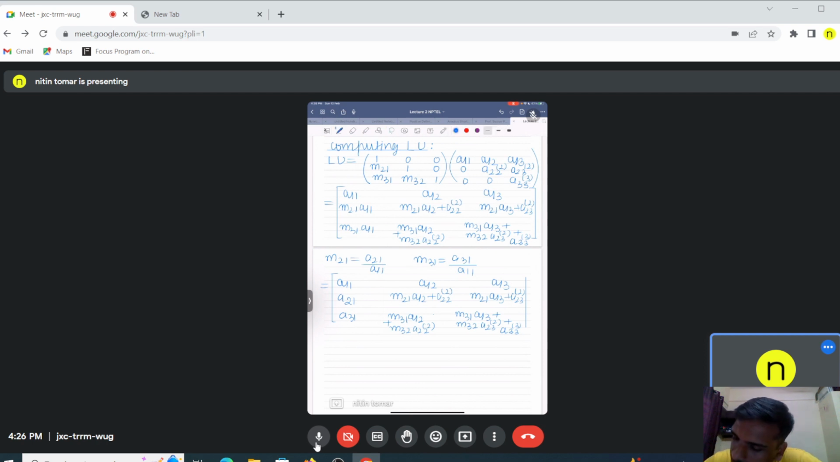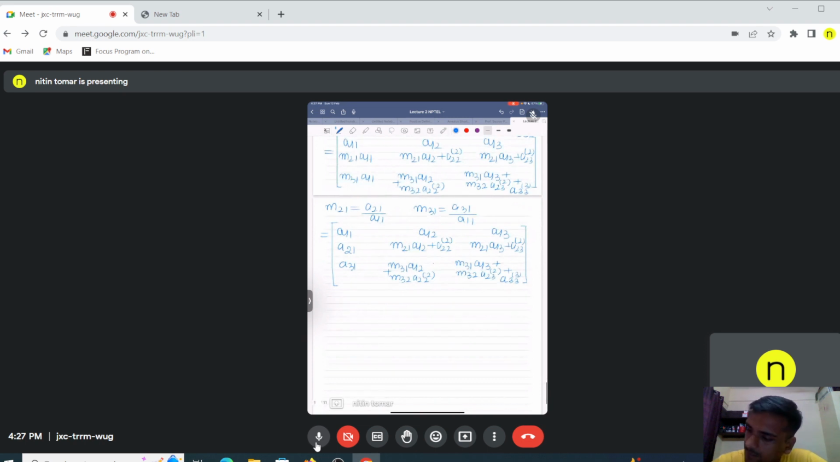So is this fine? I warned you in the beginning it is going to be a bit tedious. Up until now is it fine? Yes, sir. So let us compute this entry, A2 M21 A12. This is the entry, right? I mean this column is fine and this row is fine, right? Yes.